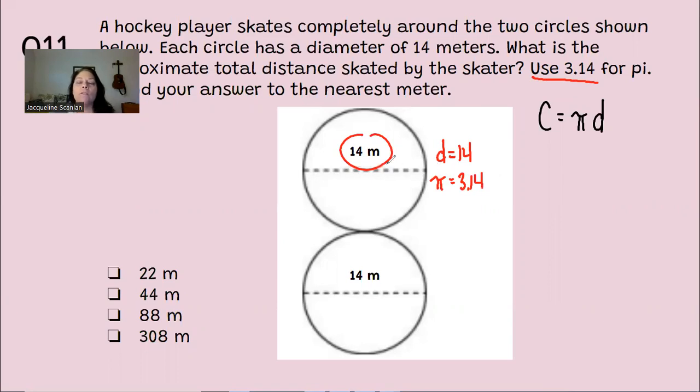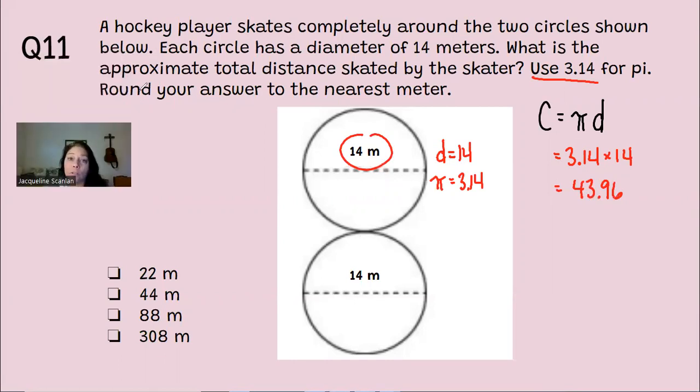All I need to do to find the circumference of the top circle is to plug those numbers into the formula and get my answer. So 3.14 times 14 is 43.96. If I were to now stop and not look at the question and round my answer to the nearest meter, I might be tempted to select 44 as the correct answer.